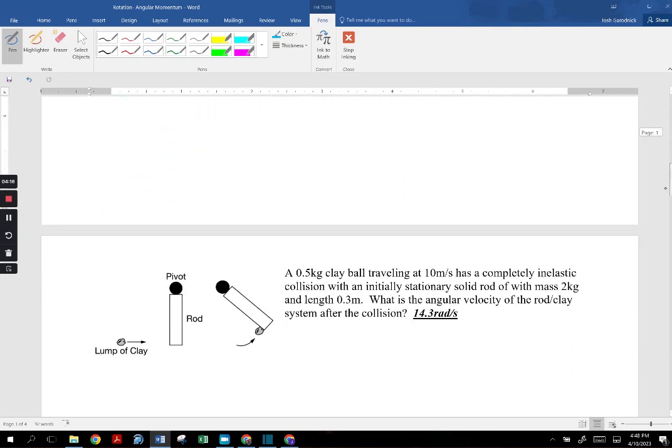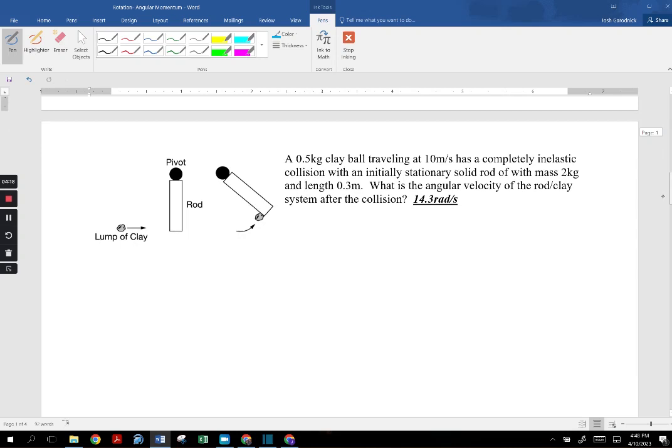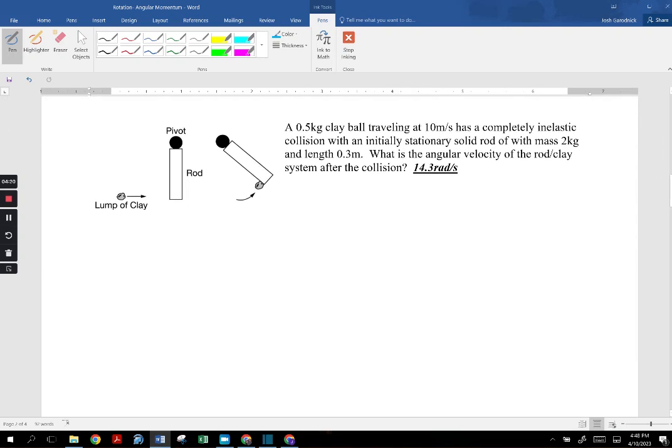Scrolling down. Now this picture was not drawn by me. This picture was taken directly from AP, because I don't understand it. AP, for whatever reason, seems to like this lump of clay hitting a rod and then they spin or something like that. They also ask questions in terms of systems, which we will get to at a later time. But it's the same idea.